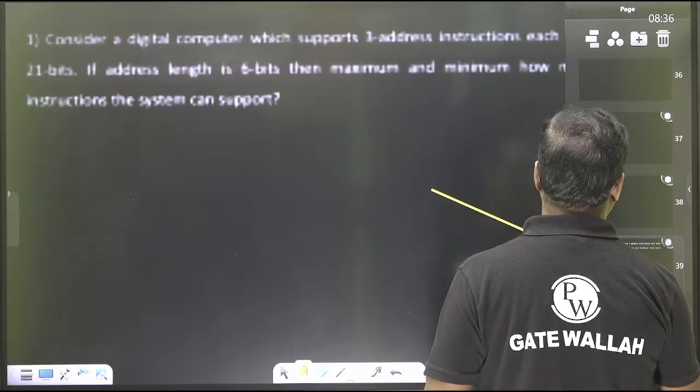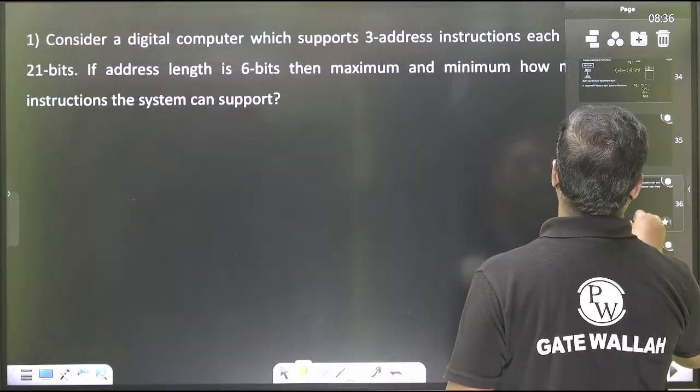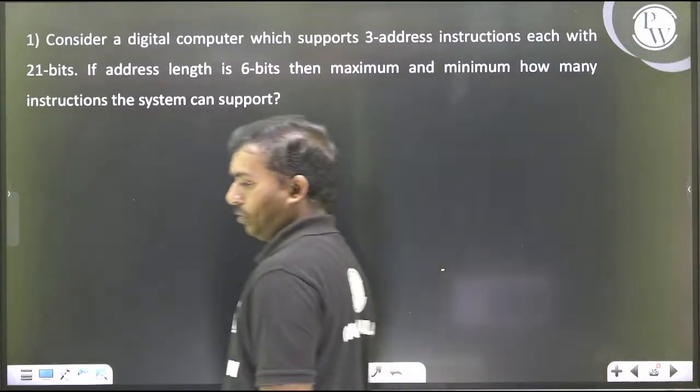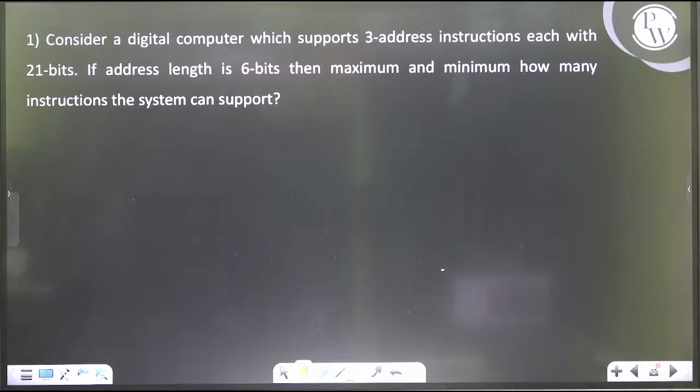Try to understand this question. Try to do this question, my dear. Try to solve this question.